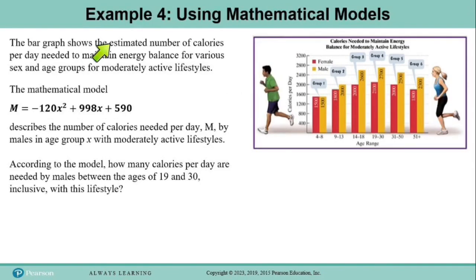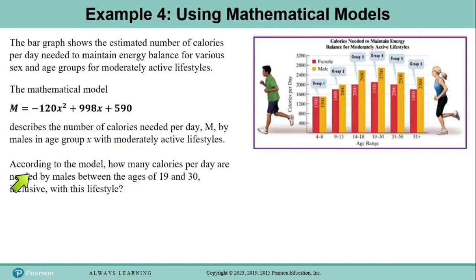Here's an example for us. This is example 4. It says the bar graph shows the estimated number of calories per day needed to maintain energy balance for various sex and age groups for moderately active lifestyles. The mathematical model is M equals negative 120x squared plus 998x plus 590. And this describes the number of calories needed per day, M, by males in age group X with moderately active lifestyles. So the X is the group that they're in, and the M is the number of calories needed per day.